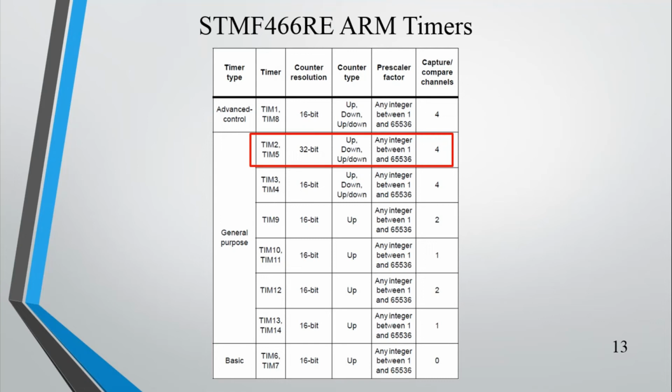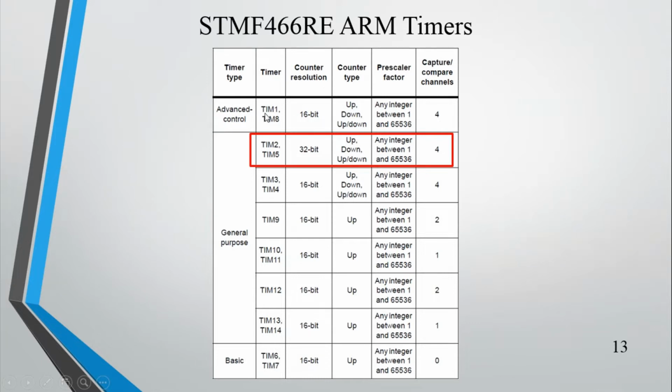So today we are going to see timer 1 till timer 14. These many timers are there in this controller, right? And some of them are 16-bit timers, some of them are 32-bit timers. So here in this particular controller you can see that timer 2 and timer 5, these two alone are 32-bit timers, all the others are 16-bit timers, right? And the count type is also shown here.